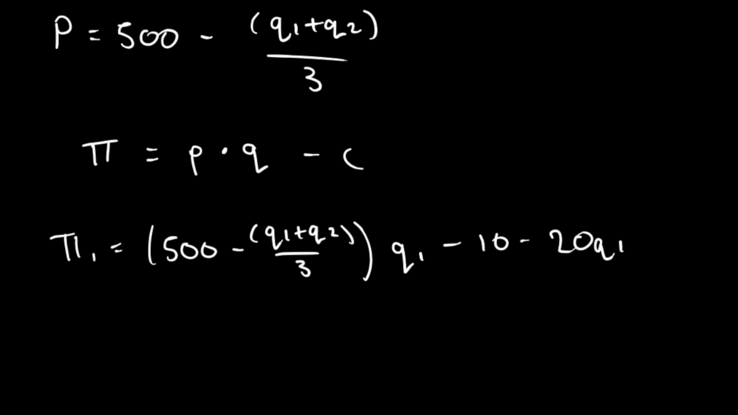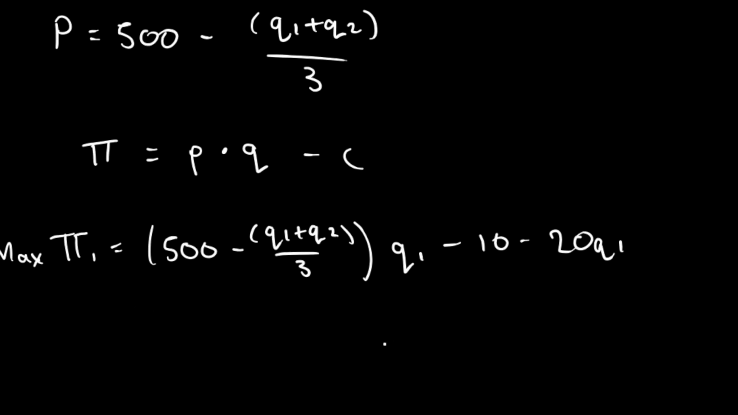So this is our profit function for the first firm, and the goal of that firm will be to choose a quantity that maximizes this profit function given the quantity of firm 2, which we have included here in the function. So what we're going to do now is maximize this function.